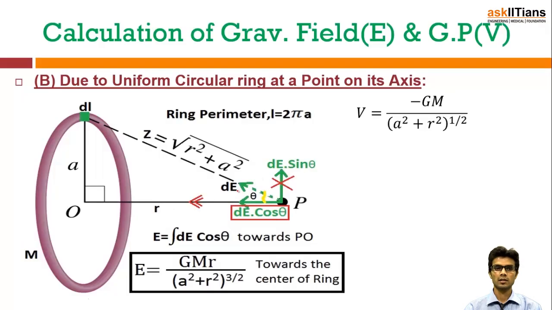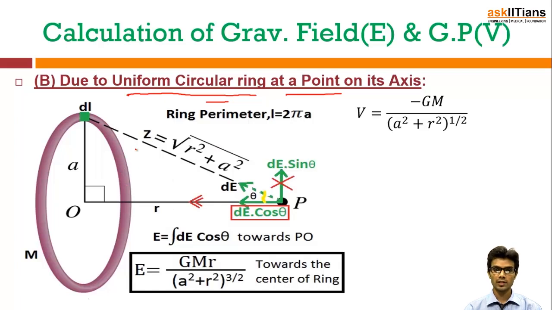Hello students, let's continue the calculation of gravitational field and gravitational potential at various points. We have already studied it due to a point mass. Now we are continuing with a uniform circular ring, at a point mass on its axis. This is the uniform circular ring and this is the point mass on the axis of the uniform circular ring.